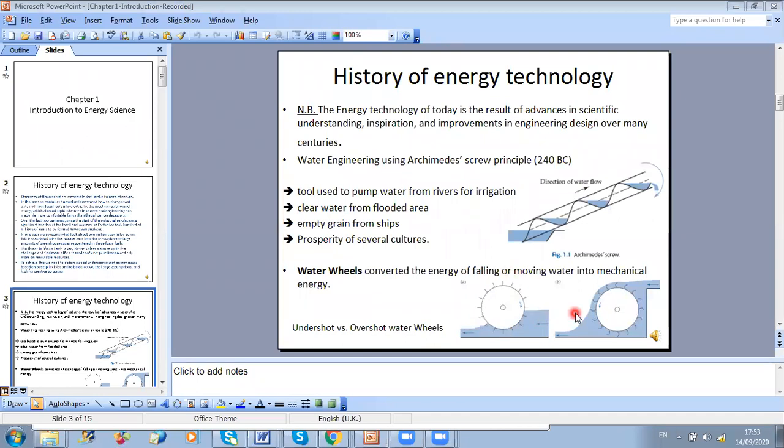Another possibility is overshot water wheels. In this case, you draw water from the upper side, and then when falling down, the potential energy of water will be transformed into rotational mechanical energy. Okay, and also we will see videos on how water wheels function.